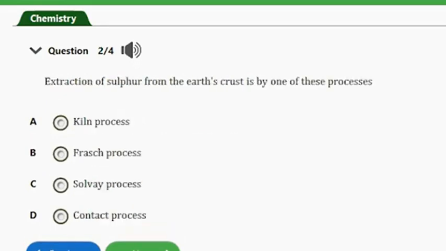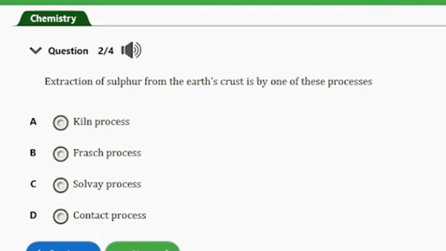Let's consider the next question, question number 2 here. It says, extraction of sulfur from the Earth's crust is by the process A, kiln process, B, Frasch process, C, Solvay process, and D, contact process. The answer to this question is option B, the Frasch process. Sulfur is extracted from the Earth's crust using the Frasch process.